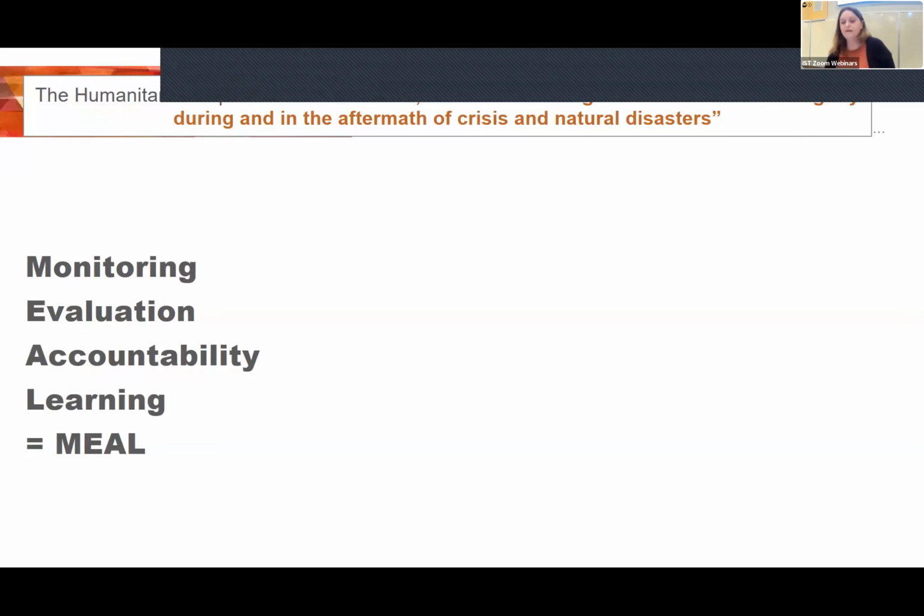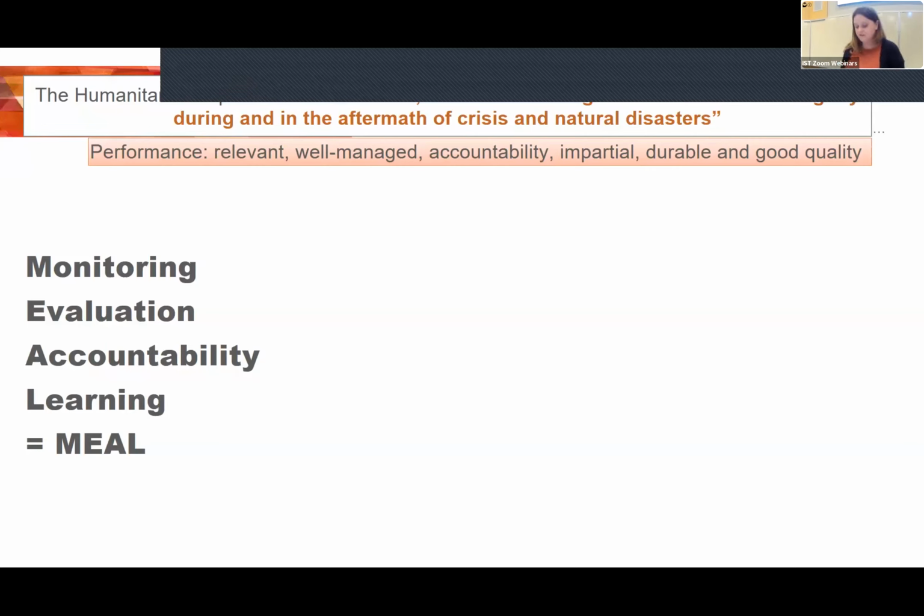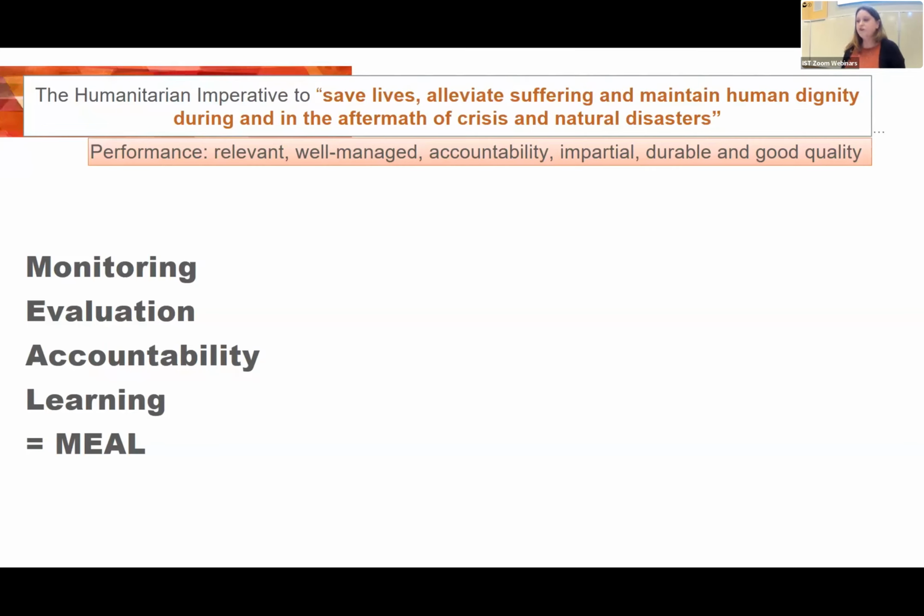Humanitarian performance is described as the activities towards the imperative, which are well managed, relevant, accountable, impartial, durable, and of good quality. A lack of MEAL threatens humanitarianism and leaves uncertain impact towards the imperative. Without MEAL, organizations are at risk of causing unintended consequences and possibly harm.